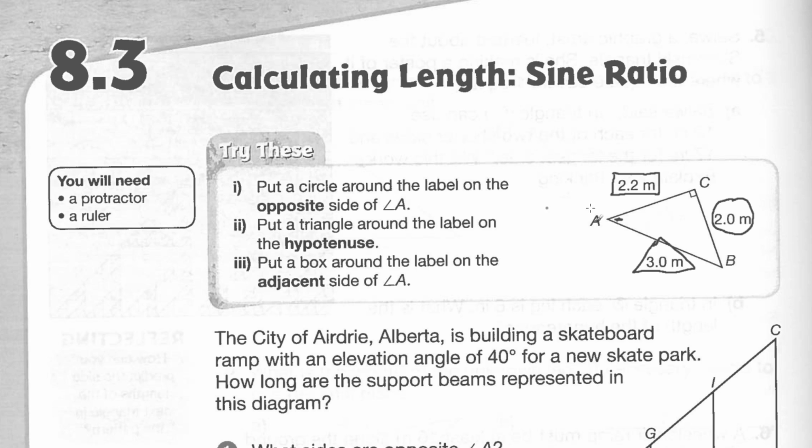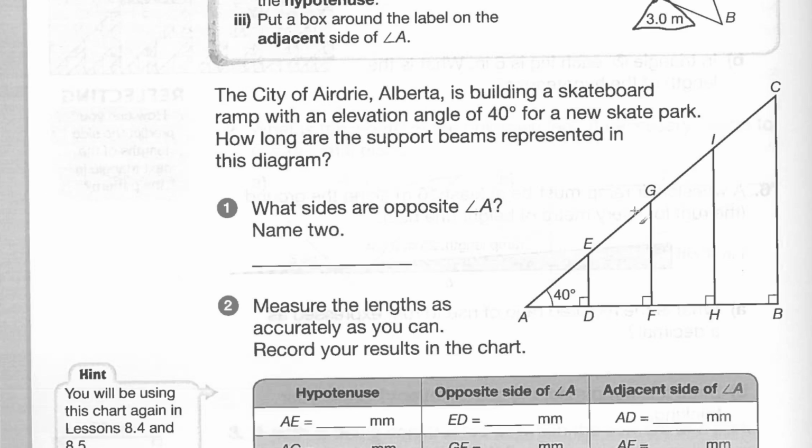Now for an example, or a beginning thing. The city of Airdrie, Alberta is building a skateboard ramp with an elevation angle of 40 degrees for a new skate park. How long are the support beams represented in the diagram?